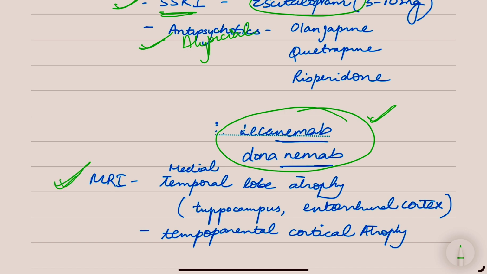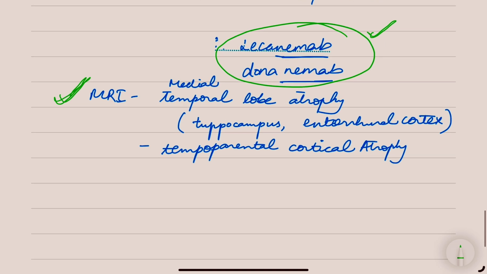And what will MRI show in Alzheimer's disease? There will be medial temporal lobe atrophy, especially of the hippocampus and entorhinal cortex. Then there will be temporoparietal cortical atrophy. That's all for today.